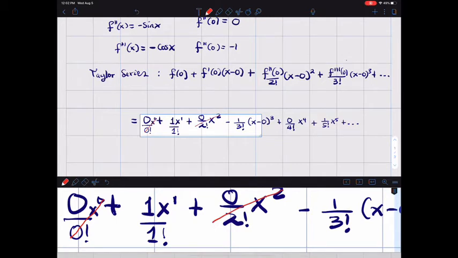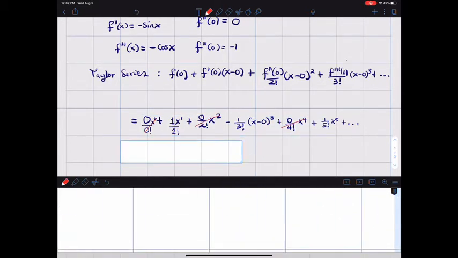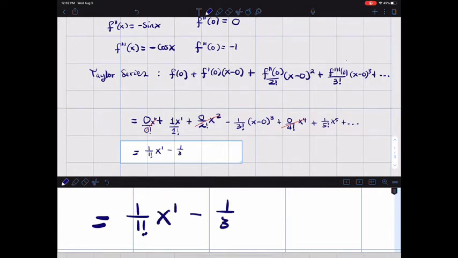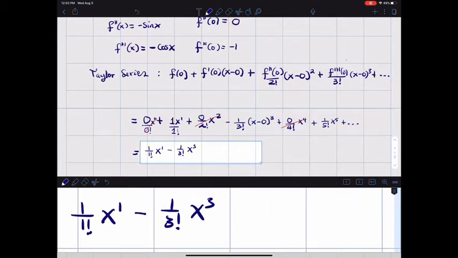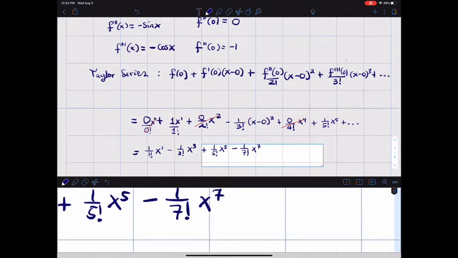This is gone. Essentially, all the even things are gone. All the terms with even powers are gone. So we're going to be left with 1 over 1 factorial times x to the power of 1, minus 1 over 3 factorial times x to the power of 3, plus 1 over 5 factorial times x to the power of 5, minus 1 over 7 factorial times x to the power of 7, plus 1 over 9 factorial x to the power of 9, and so forth.